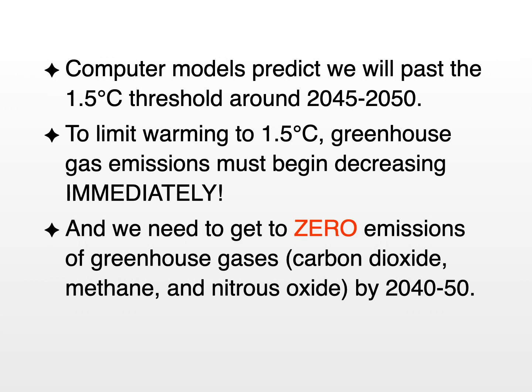Computer models predict we will pass the 1.5 degrees Celsius threshold under the current emissions trajectory around 2045 to 2050. To limit warming to 1.5 degrees Celsius, greenhouse gas emissions must begin decreasing immediately. And we need to get to zero emissions of greenhouse gases, and that includes carbon dioxide, methane, and nitrous oxide by between 2040 and 2050.